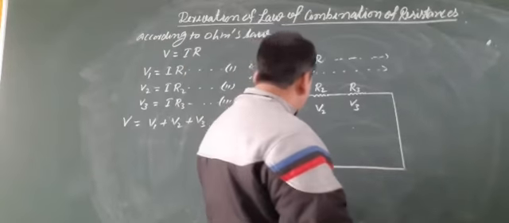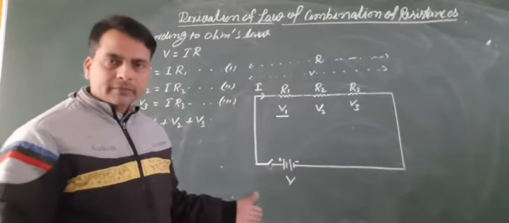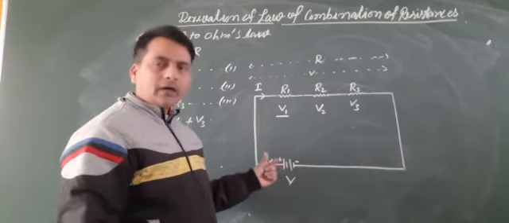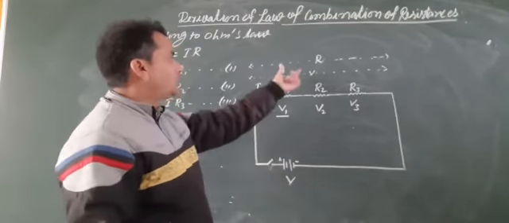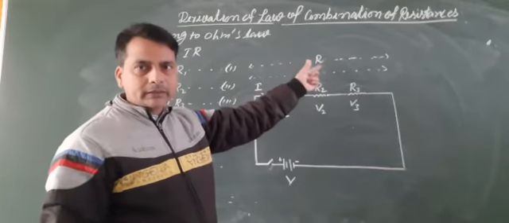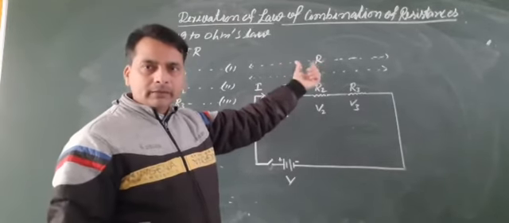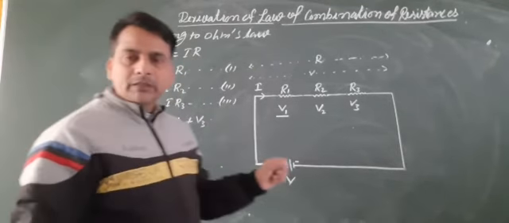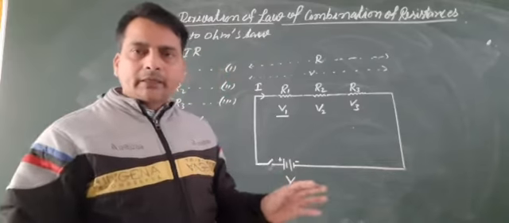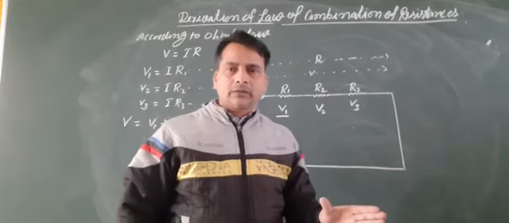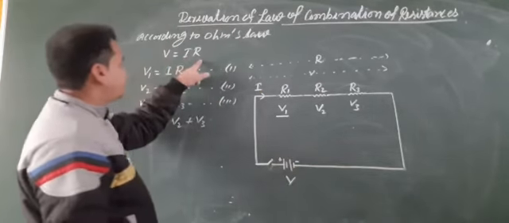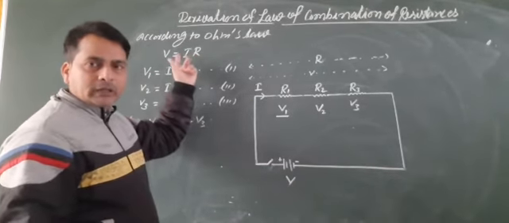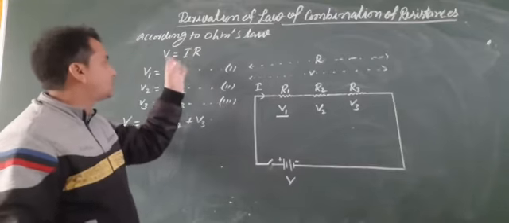So the voltage or potential difference in this circuit, with net current or total current I and total or equivalent resistance R, is V equal to I into R. It means the product of electric current and resistance is the same as the potential difference.